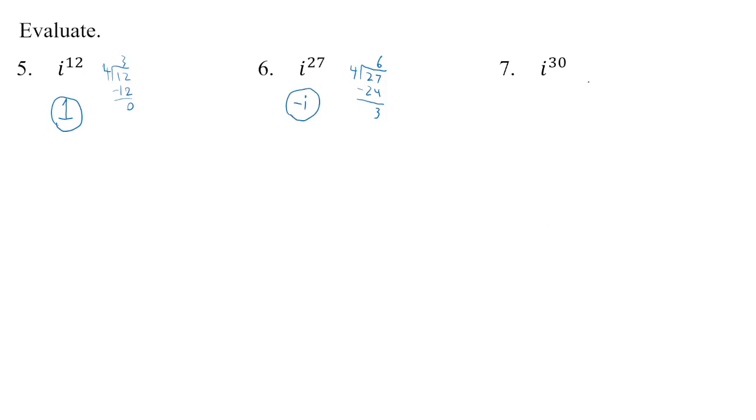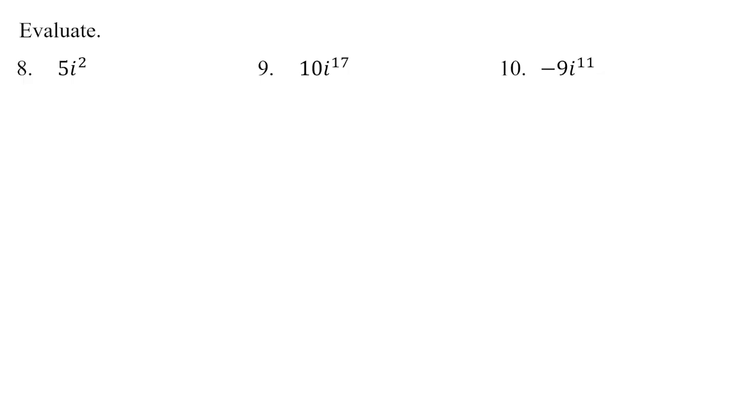i to the 30th. 4 goes into 30 7 times. 4 times 7 is 28, and the remainder is 2. So as you can see, the remainder is 2. Therefore, i to the 30th power is negative 1. But let's say i has a coefficient, 5i squared. Well, we already know that i squared is negative 1. Therefore, 5 times negative 1 is negative 5.